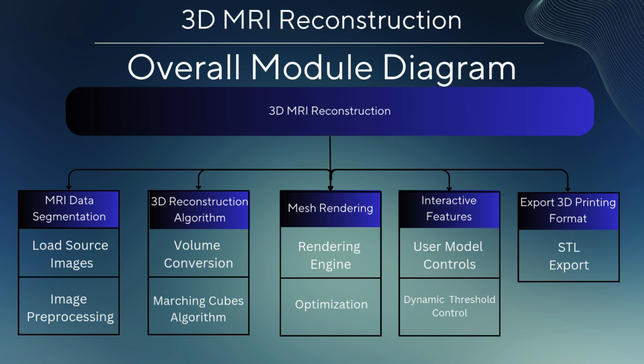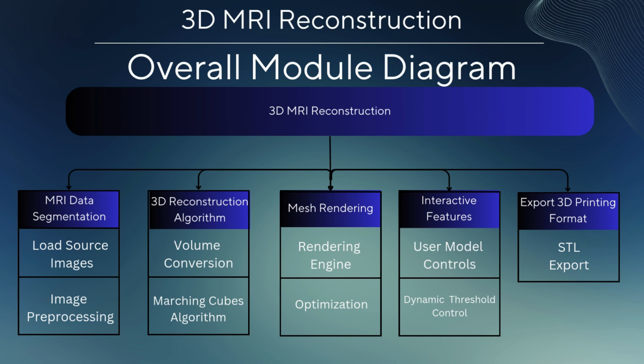Next, the data move into the 3D reconstruction algorithm module. Here we perform volume conversion where the 2D slices are compiled into a volumetric dataset. This dataset is then passed through the marching cubes algorithm, which converts the volume into a polygonal mesh representing the 3D shape. Following reconstruction, the output is fed into the mesh rendering module.